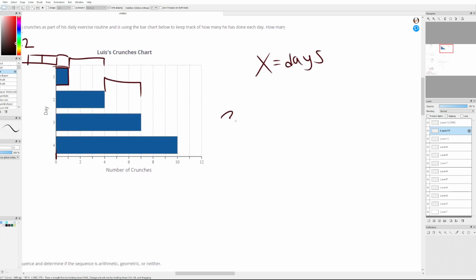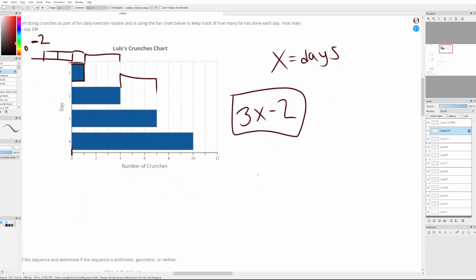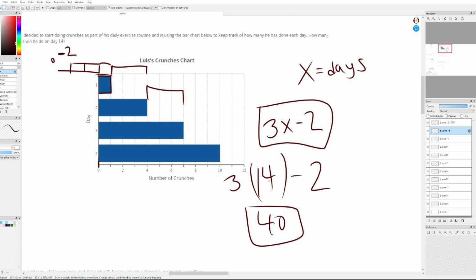So let's try this: 3x minus 2. That works for 1, because 3 times 1 equals 3, minus 2 equals 1, so he's done 1. 3 times 3 is equal to 9, minus 2 is equal to 7, which checks out with this as well. So this would be our equation. Now, having that equation, we can plug in 14 for x. So 3 times 14, and let me just do that because I don't have that off the top of my head, is 42, and then minus 2 is equal to 40. So he does 40 crunches on day 14.